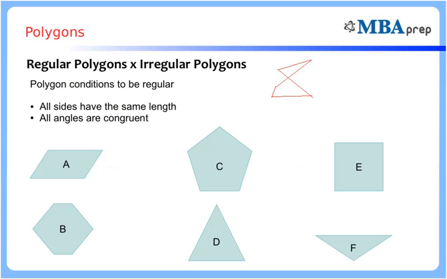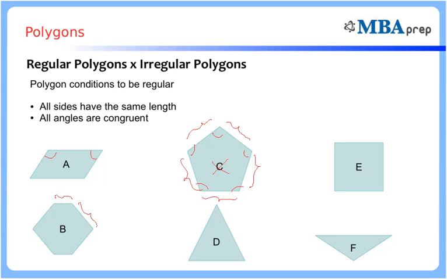A polygon is said to be regular if two conditions are met, and only if two conditions are met. All sides have the same length, and all angles are congruent. We have here 6 polygons. We see that in polygon A, we have different angles, so this is not regular. In polygon B, we have different sides, so it's not regular as well. In polygon C, all angles are the same, and all sides have the same measure. It's a pentagon. This polygon is regular.